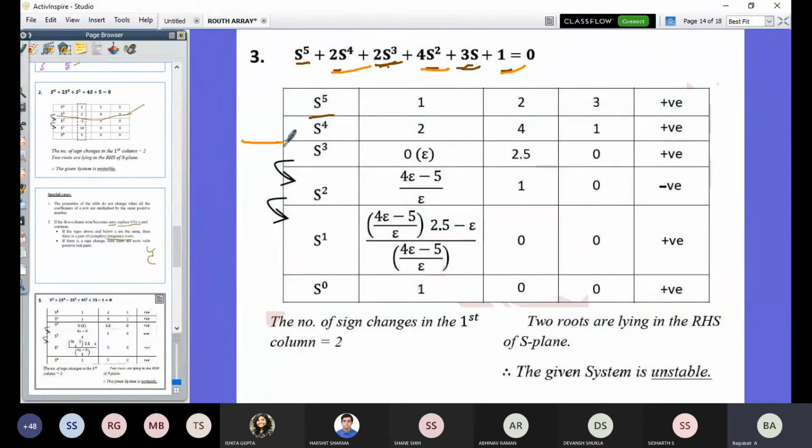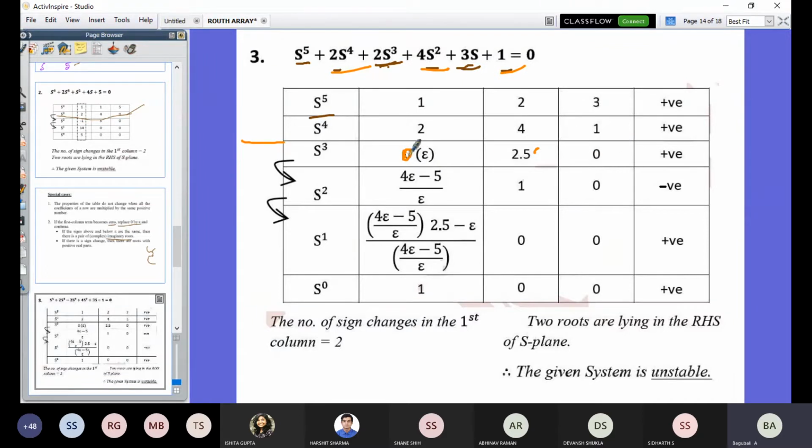First two rows are done. Now check the s cube row. 2 into 2 is 4, 4 minus 4 is 0. The first column becomes 0. Next, the same way: 2 into 3 is 6, 6 minus 1 is 5, 5 by 2 is 2.5. Next column should be 0.